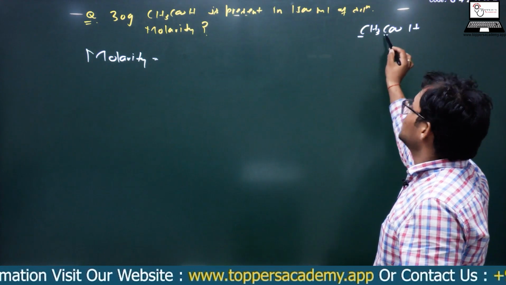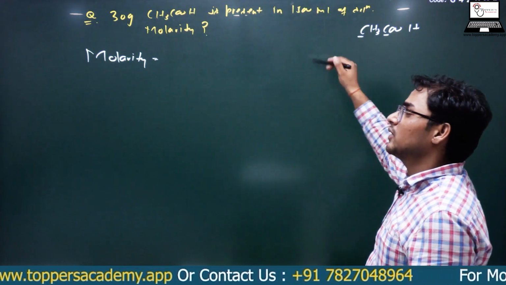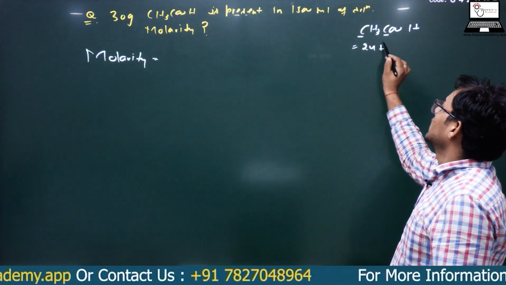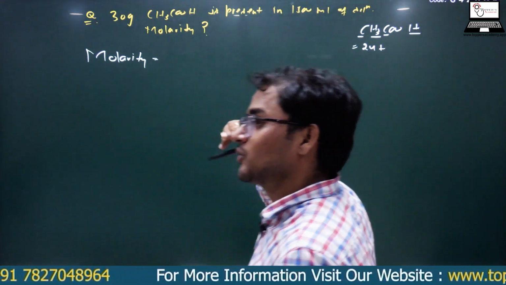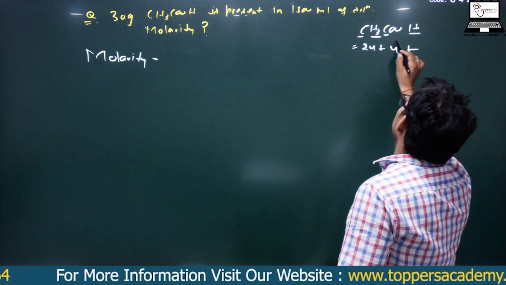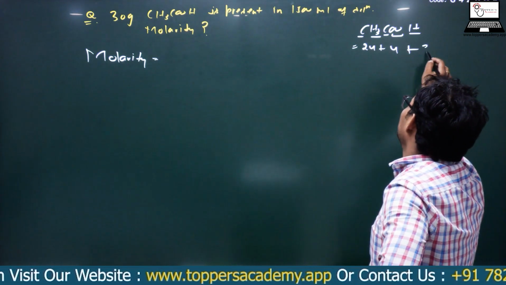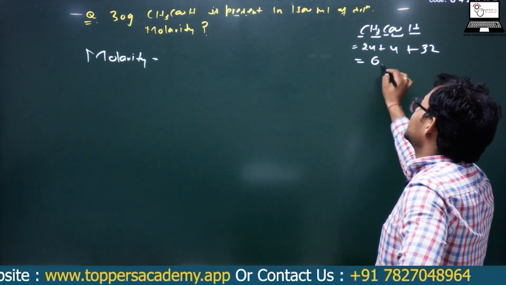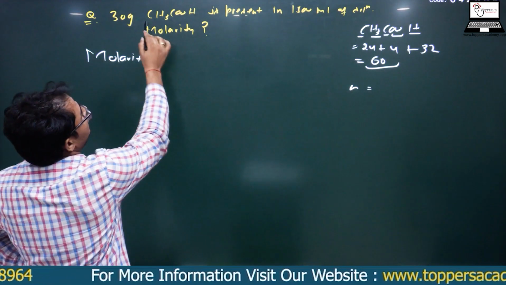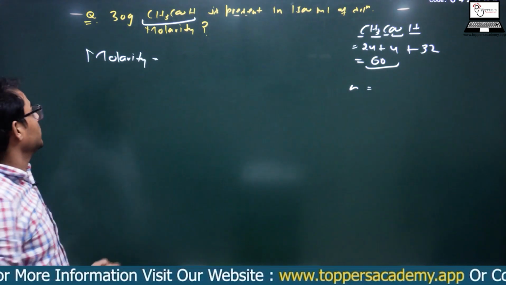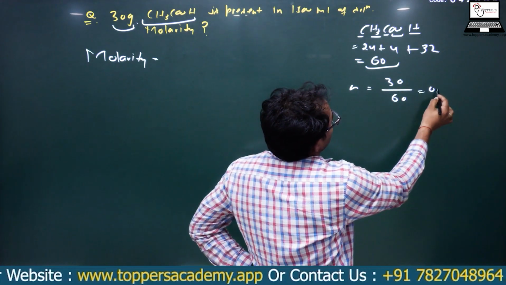CH3COOH has 2 carbon atoms, 1 carbon having atomic mass 12, so 2 atoms will have 12 into 2, that means 24. Here 3 plus 1, 4 hydrogen atoms, one having atomic mass 1, so 4 into 1, that means 4. Plus 2 oxygen, 1 oxygen having 16 atomic mass, so 2 oxygen will have 32. It will be 60. So number of moles of the solute will be amount in gram 30 upon molecular mass 60, so 0.5 moles.